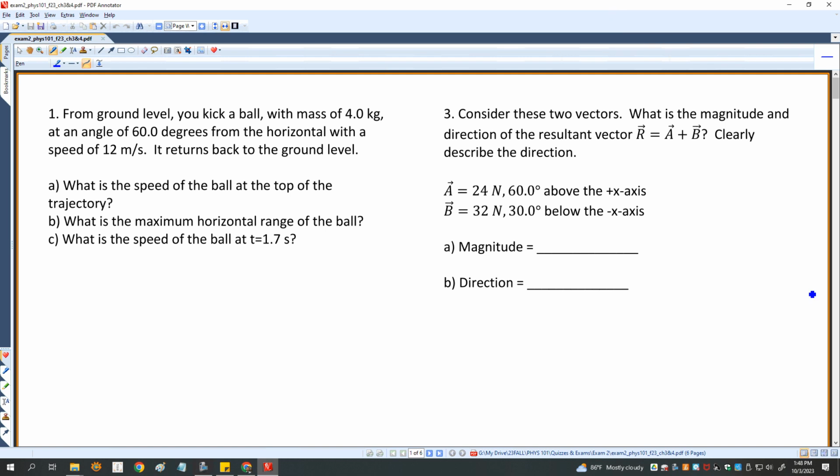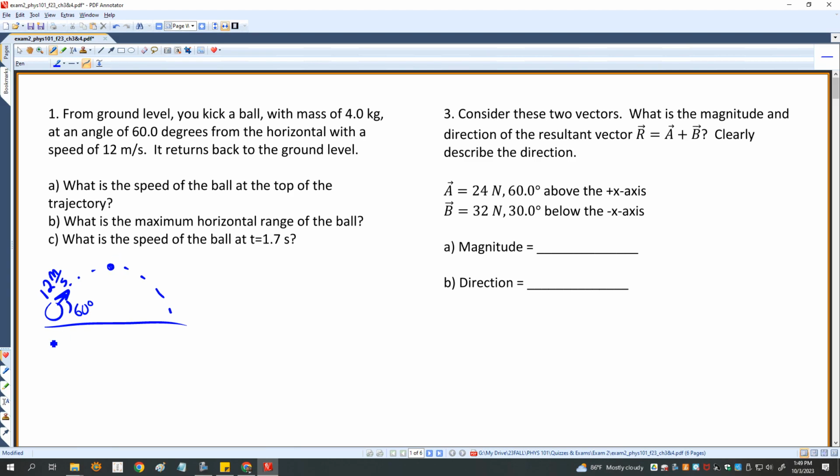All right, this is exam 2, fall 2023, chapters 3 and 4. First, we have this projectile motion problem. The ball starts at ground level, goes up, and comes back down again. It's launched at an angle of 60 degrees with an initial speed of 12 meters per second. I want to know the speed of the ball at the top of the trajectory.